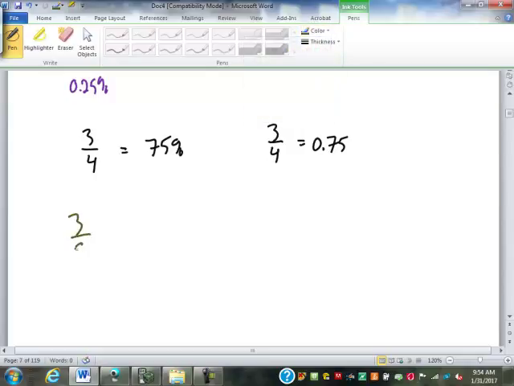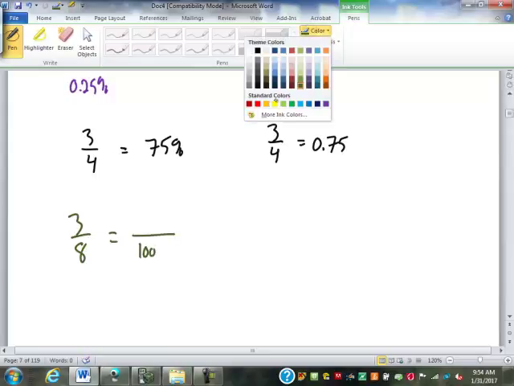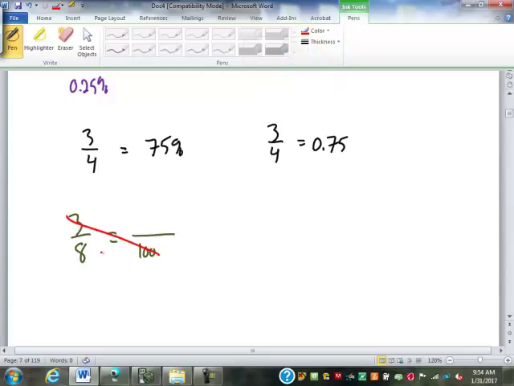So we might take something like 3/8. Think of that as 3 out of 8, and a percent is always out of 100. So we can cross multiply and divide. 3 times 100 divided by 8 is 37.5. So that is 37.5%.